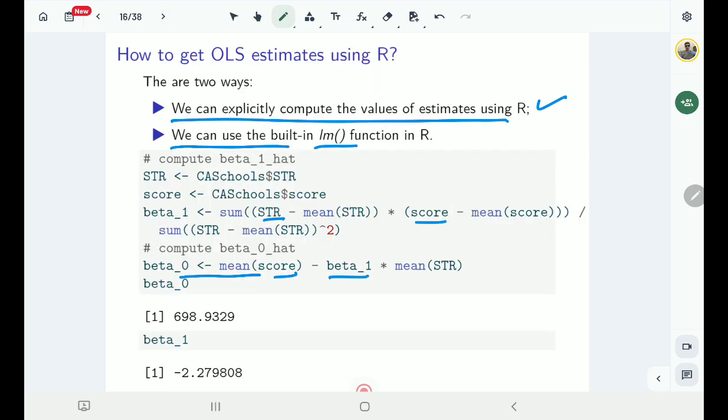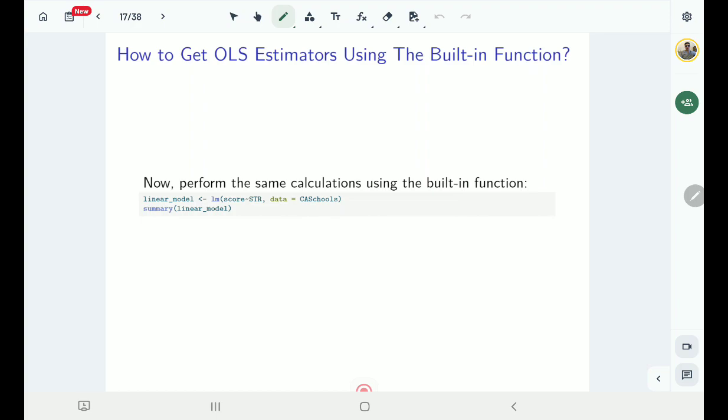And you will receive those coefficient estimates. In this particular example for Canadian schools, we receive an intercept estimate equal to 698, and the slope estimate is minus 2.27. So still, with real data, we see that there is some kind of negative association between score and STR, the student to teacher ratio.